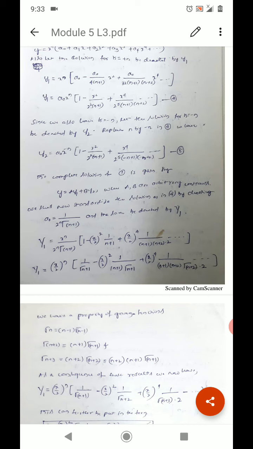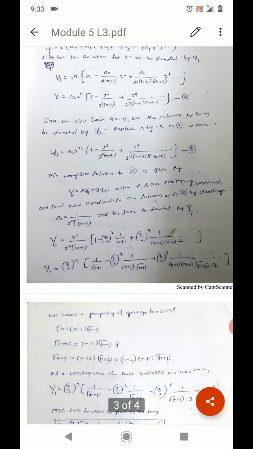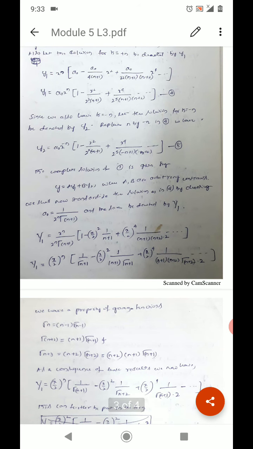Outside the bracket, x power n divided by 2 power n is written as (x by 2) to the power n, and 1 divided by gamma of n plus 1 is multiplied within the bracket. So that becomes 1 divided by gamma of n plus 1, minus (x by 2) whole square into 1 divided by n plus 1 into gamma of n plus 1, plus (x by 2) whole to the power 4 divided by n plus 1 into n plus 2 into gamma of n plus 1 into 2.